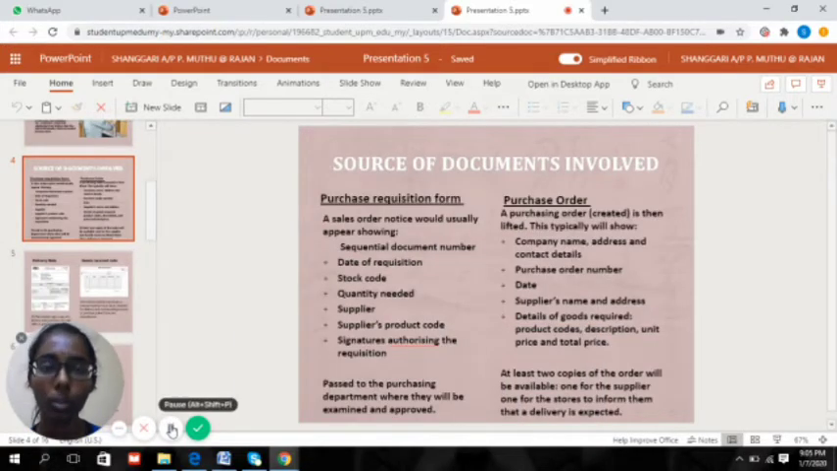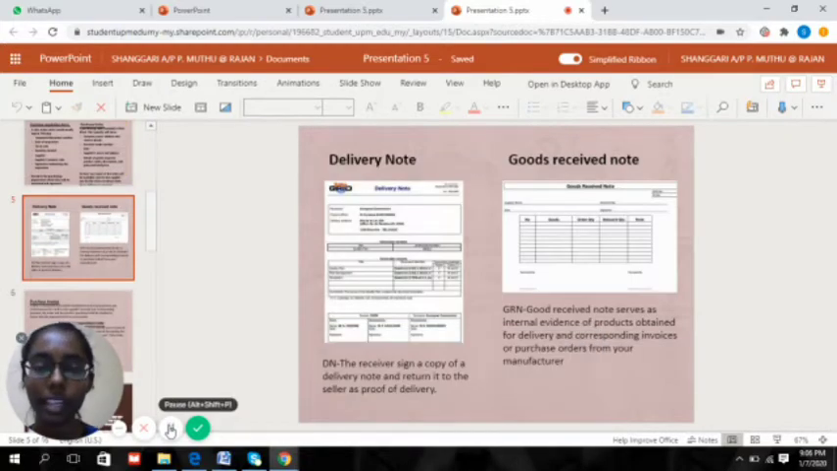There are seven documents involved in this case. Firstly, the purchase requisition form. It usually consists of the date of requisition, stock code, quantity needed, supplier, supply product code, and so on. Second, the purchase order. It consists of the company name, address, and contact details, purchase order date, and suppliers' names and addresses. Actually, at least two copies of the order will be available, one for the supplier and one for stores. These are examples of the actual delivery note and goods receipt note.